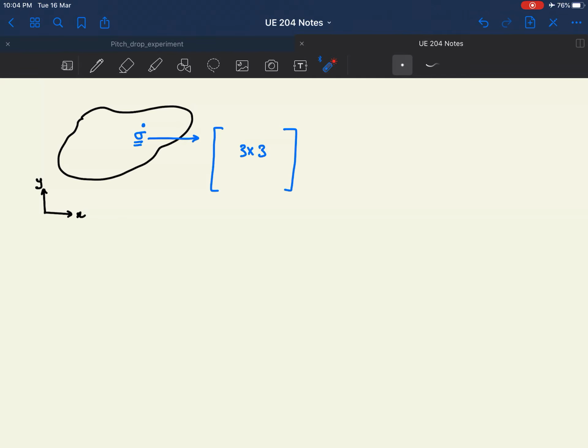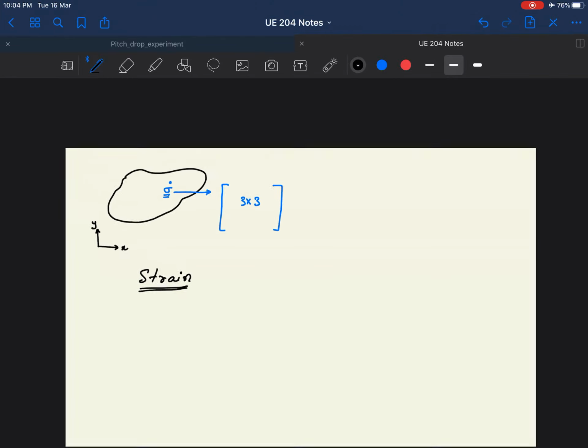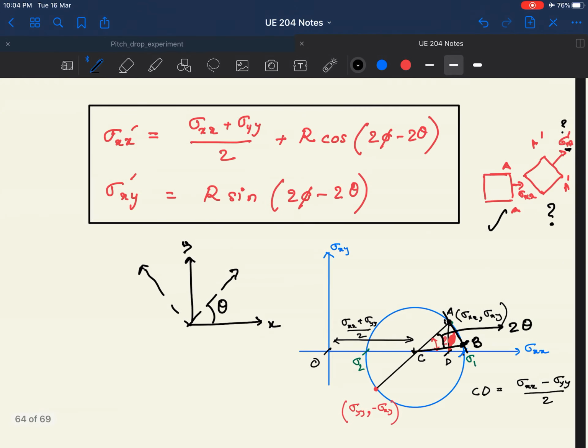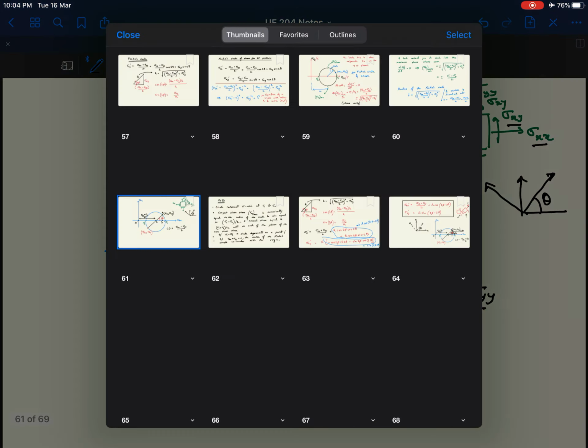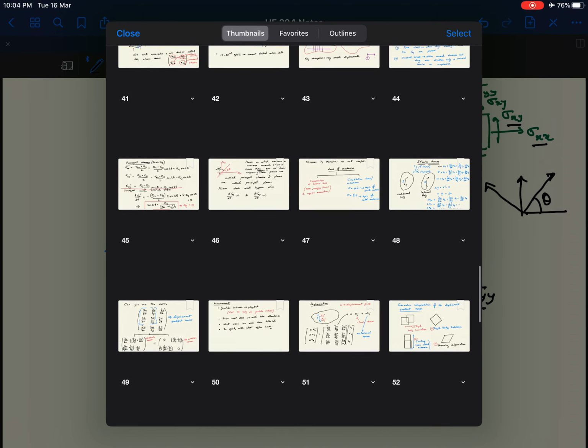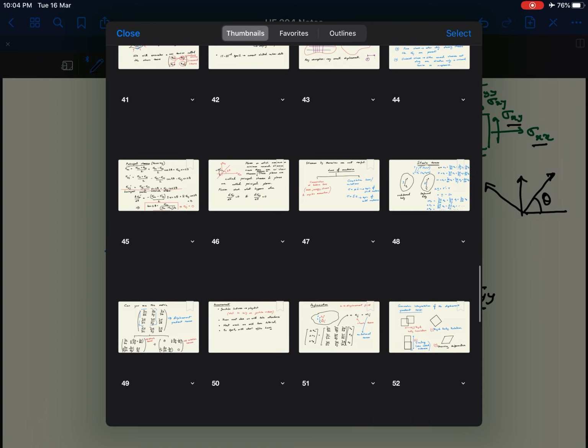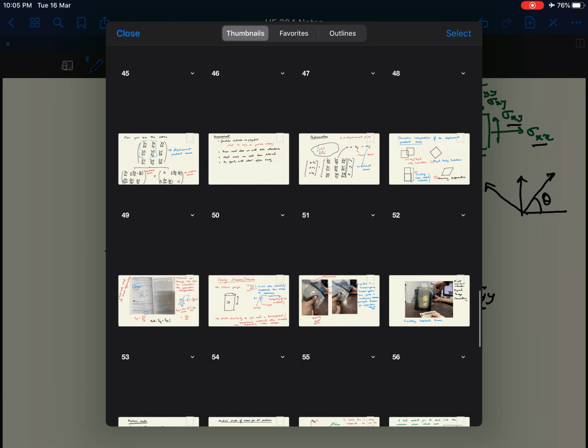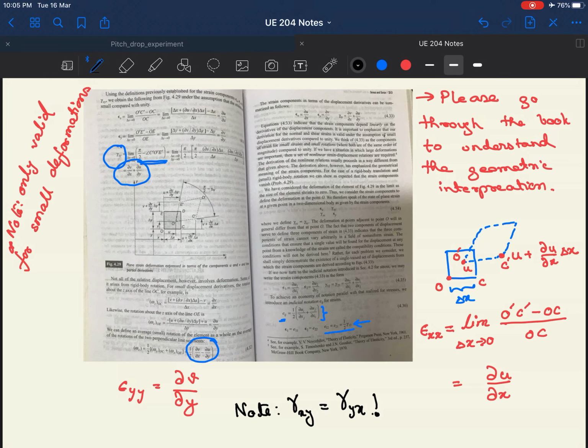Okay. So now that we have discussed stress, what we have left out is strain, and we had seen earlier that strain is a tensor also. Let me quickly go back and see where it was discussed. We had discussed strain here, and we saw how the strain tensor has components epsilon xx, epsilon yy, and then a shear component as well, right.